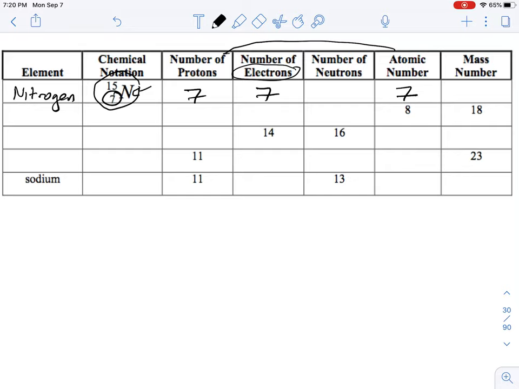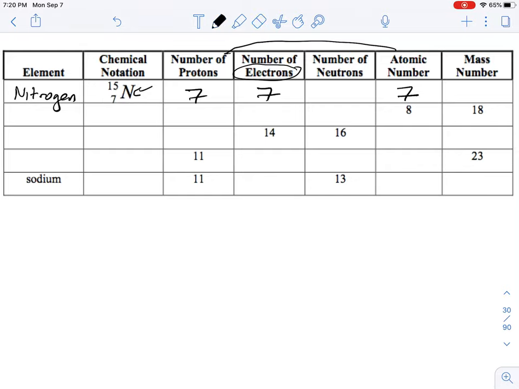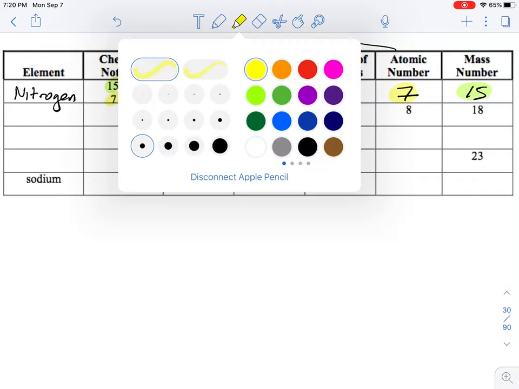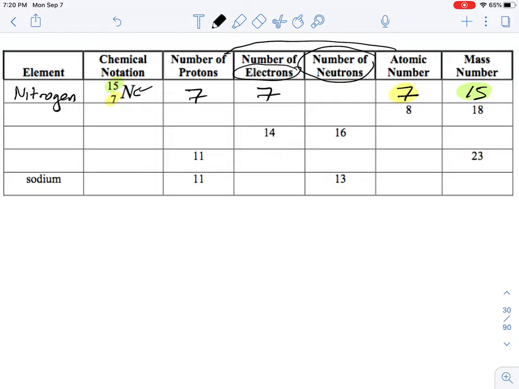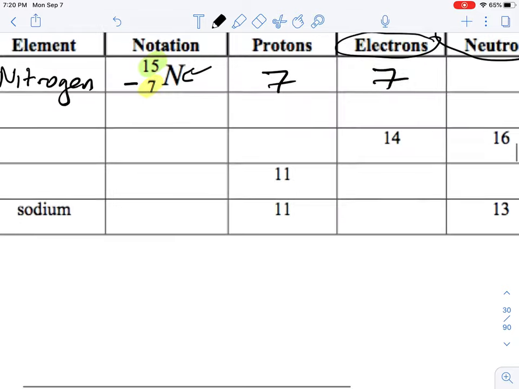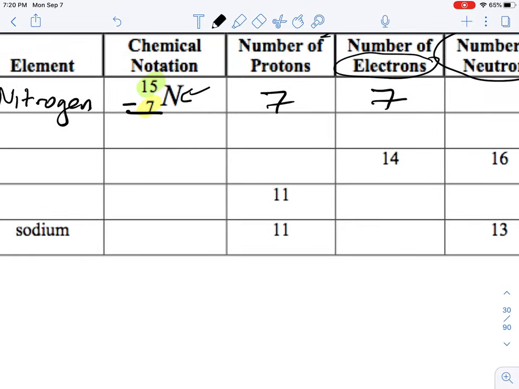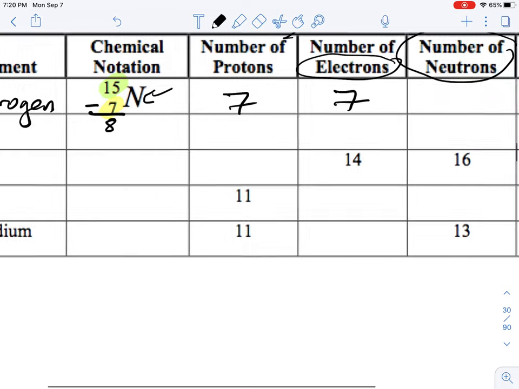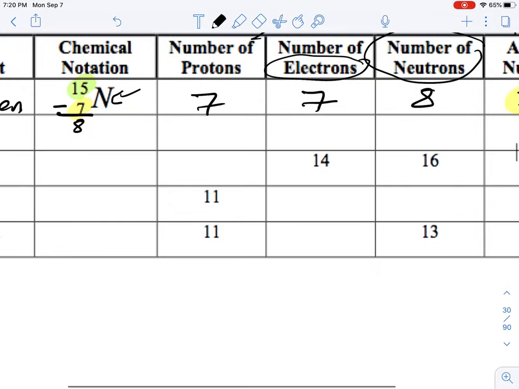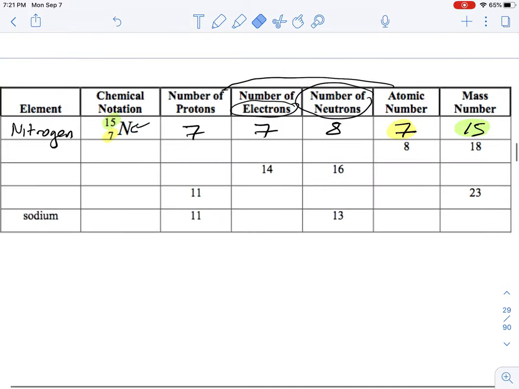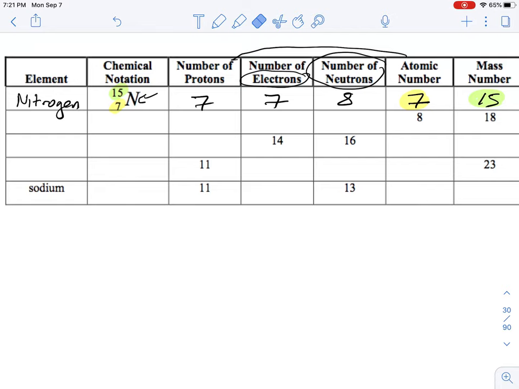And so if we're looking at the mass number, the nuclide notation will tell us that. So this number at the top, 15, is going to be the mass number for this specific element. So that's going to be 15 over here. I'm just going to highlight it to show where I'm pulling the numbers from, right? And so to determine the number of neutrons, I can simply subtract down. So 15 minus 7, that's going to give me 8. And so I'm going to put 8 neutrons over here, and I am done with that row. So it's pretty straightforward. All right, so let's look at the next example.